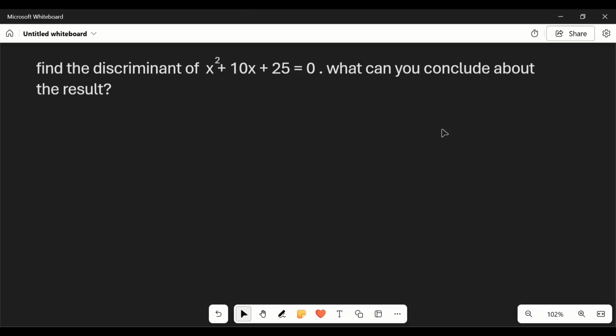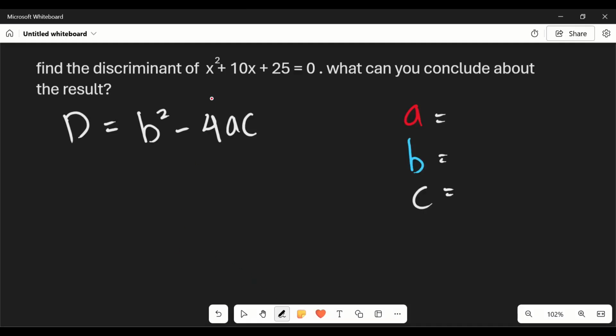Find the discriminant of x squared plus 10x plus 25 equals 0. What can you conclude about the result? We can use the discriminant formula. Then, we must determine the values of a, b, and c. The value of a is 1, the value of b is 10, the value of c is 25.